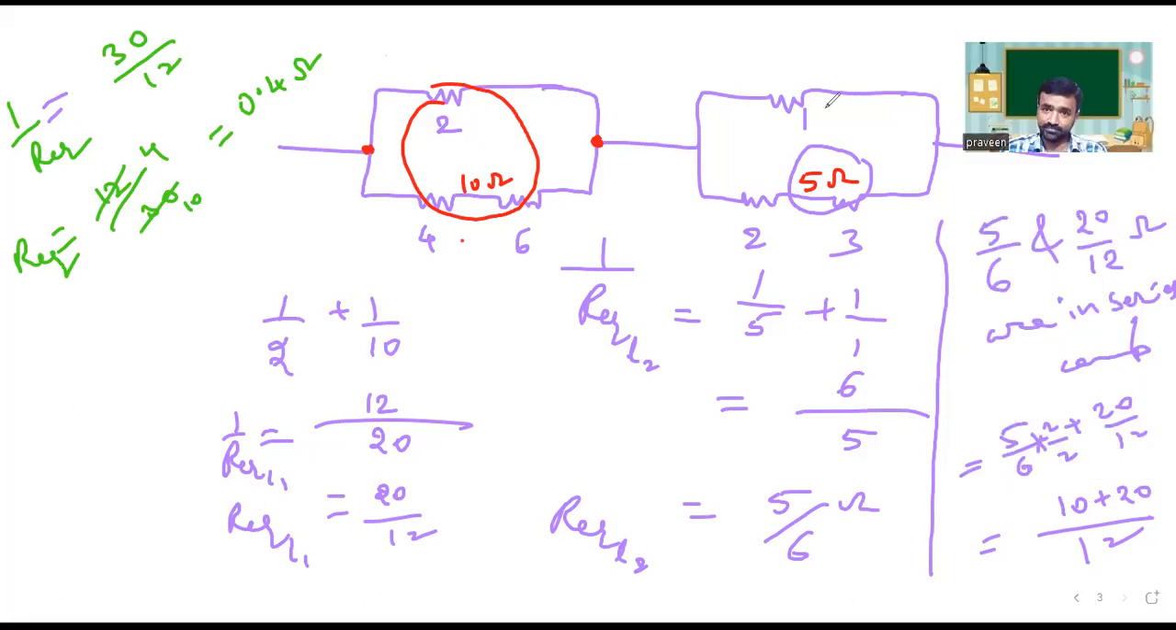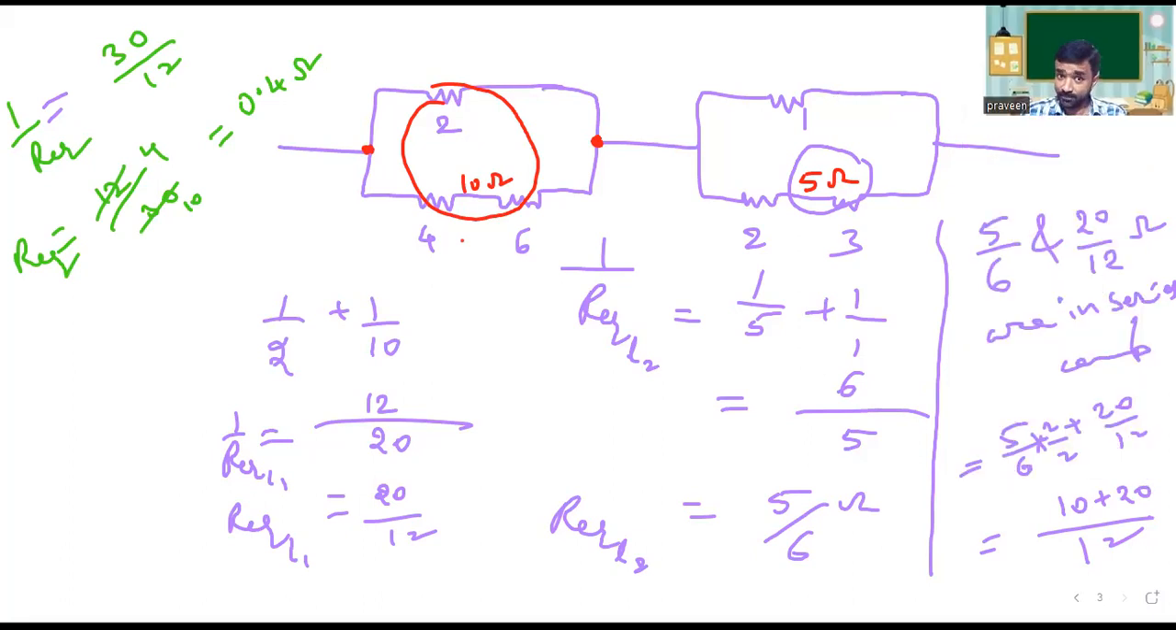Sir, why did you take the reciprocal? Where? 30 by 12. Where I have written here? Okay, okay. So here 1 by R equivalent. Sorry. Here, reciprocals, right? Oh, I made a mistake. Sorry, I made a mistake.